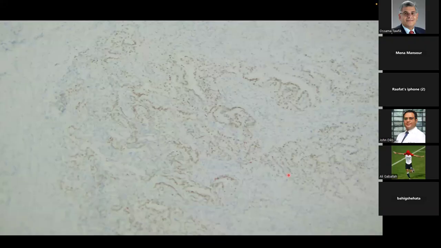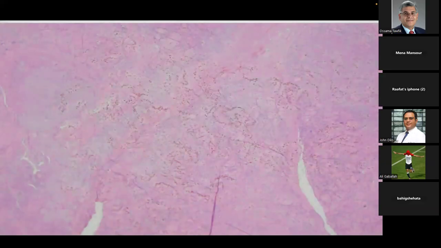And here, this is PAX8. And sometimes in the tumor, you'll do PAX8 or TTF1, and in the areas that don't have these high-grade features, they're positive, but in the areas that have these high-grade features, you'll lose TTF1.